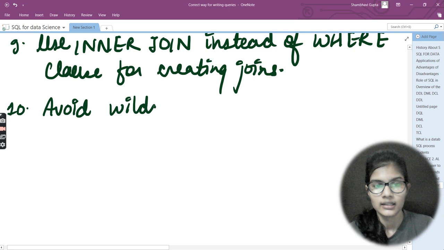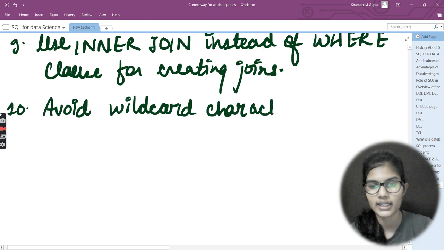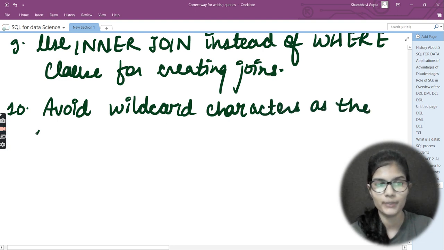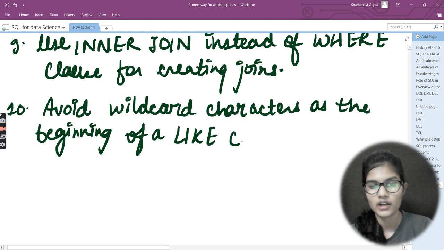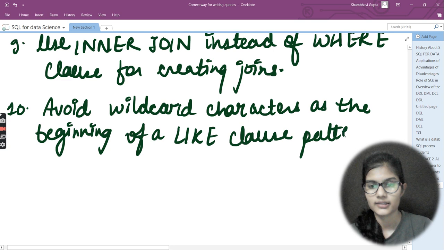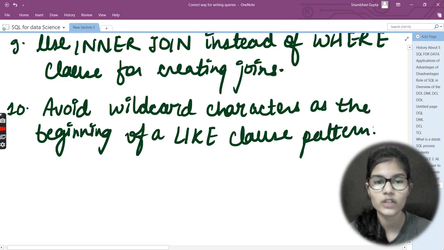avoid wildcard characters as the beginning of a like clause pattern, right? So avoid the wildcard characters as the beginning of a like clause pattern.